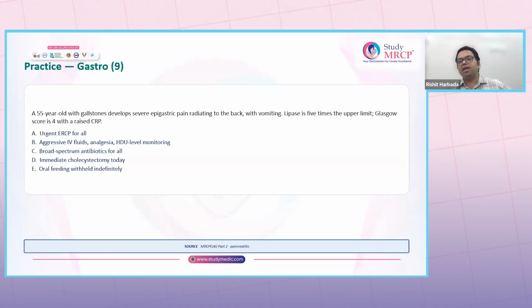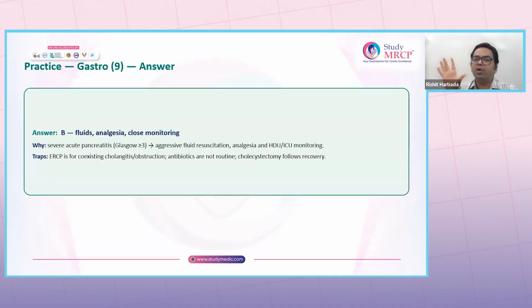So this is a classical case of acute pancreatitis because lipase is elevated more than 3 times. And Glasgow score, which is more than 3, indicates it's a severe pancreatitis. The answer here is B. You are going to do aggressive fluid resuscitation. You're going to give analgesia and ICU HDU monitoring. MRCP is going to be done if there is a gallstone or there is an obstruction or cholangitis, which is going to be associated with the pancreatitis.